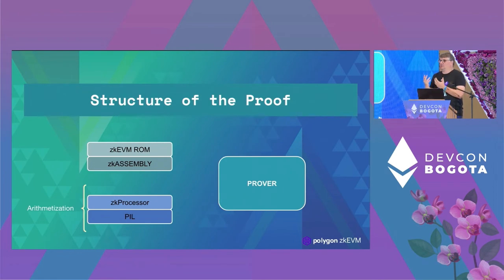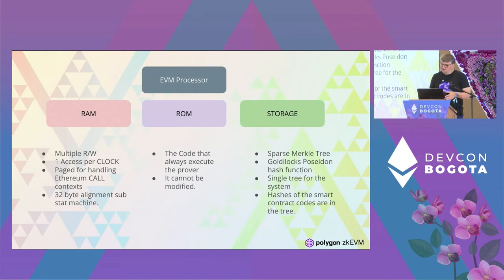This program is the one that is taking the transactions, analyzing the transactions, checking that the signature is valid, discounting the balances, checking the fees, deploying the smart contracts, executing the smart contracts, and doing exactly the same as Geth or any Ethereum node does, just processing these transactions. All this goes to a prover, and this prover is the one that's verified on-chain.